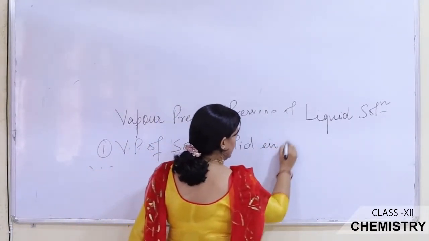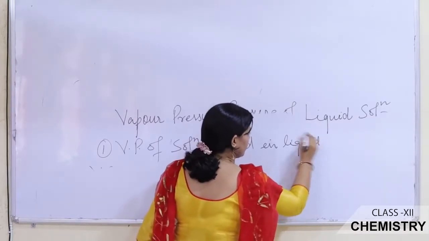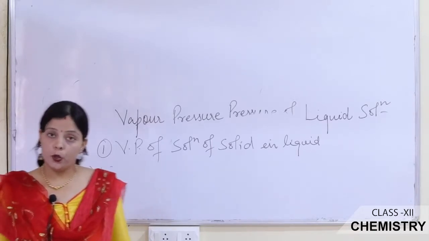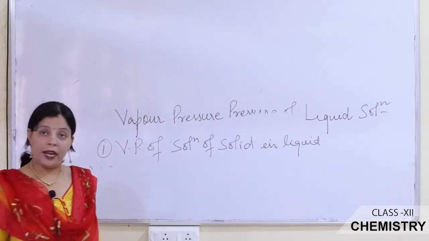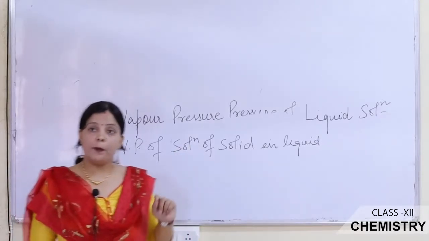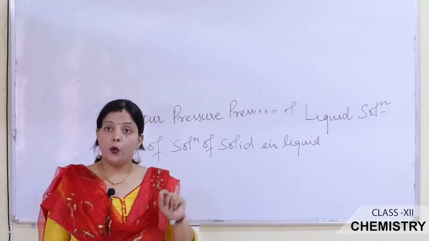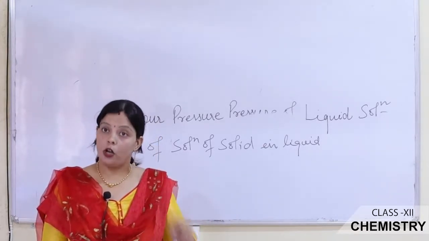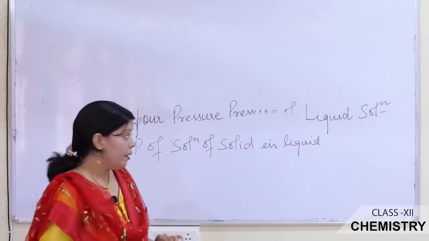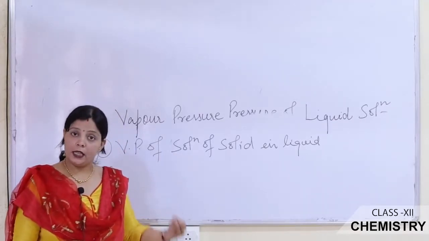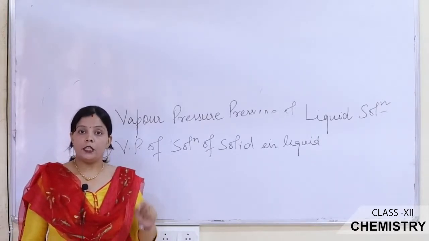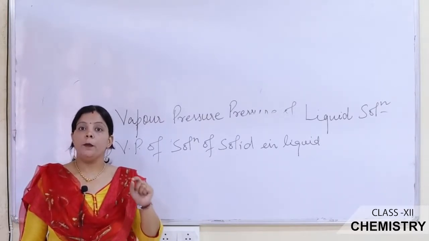Next is the vapor pressure of a solution of solid in liquid. When a non-volatile solute like sucrose, glucose or sodium chloride is dissolved in a volatile solvent, the vapor pressure of the solution is only due to the solvent component, because the solute is non-volatile in nature. When a non-volatile solute is added to the solvent, it is observed that the vapor pressure of the solution is lower than the vapor pressure of the pure solvent.